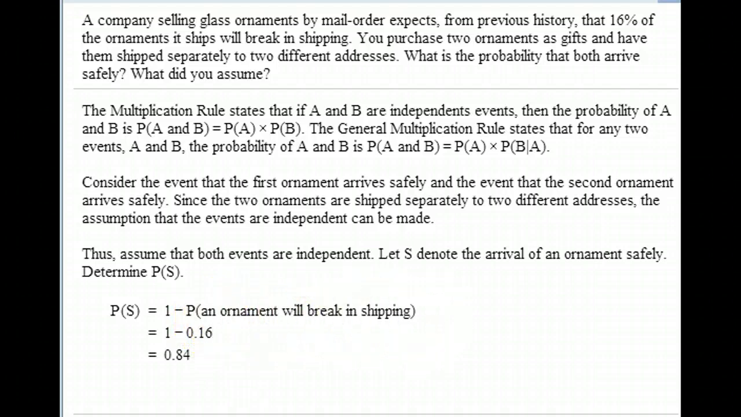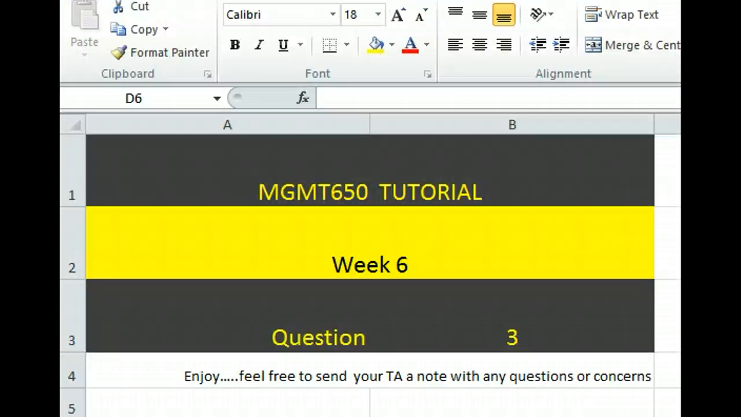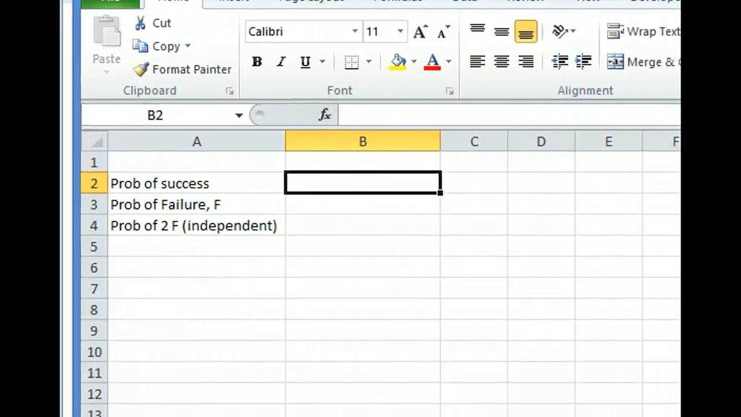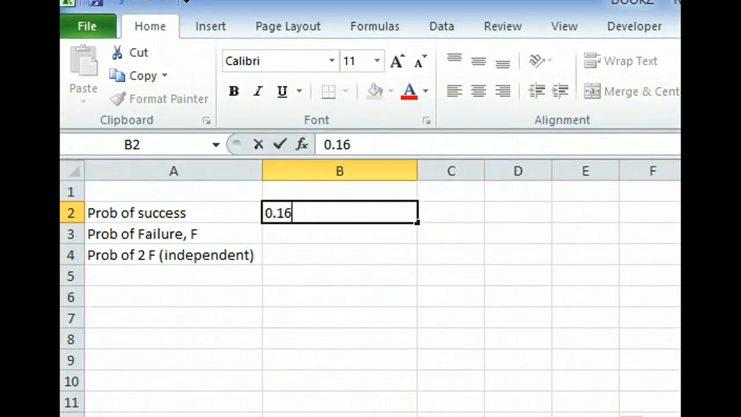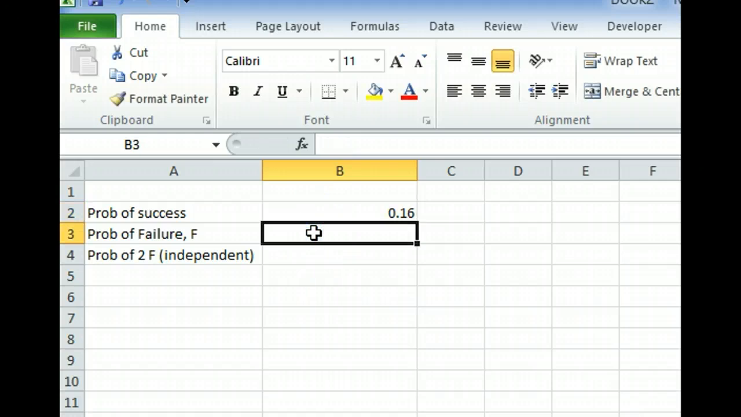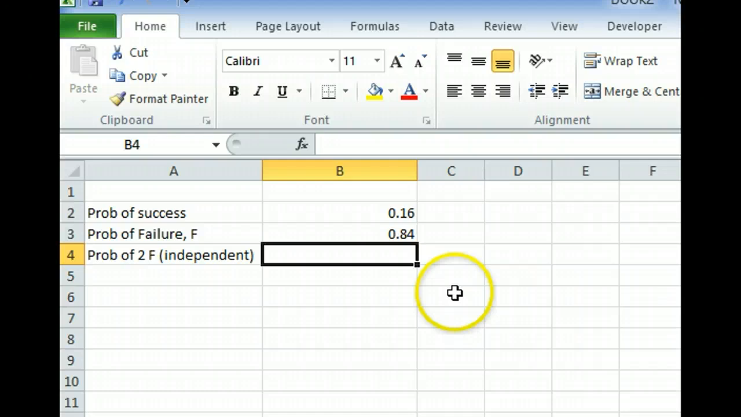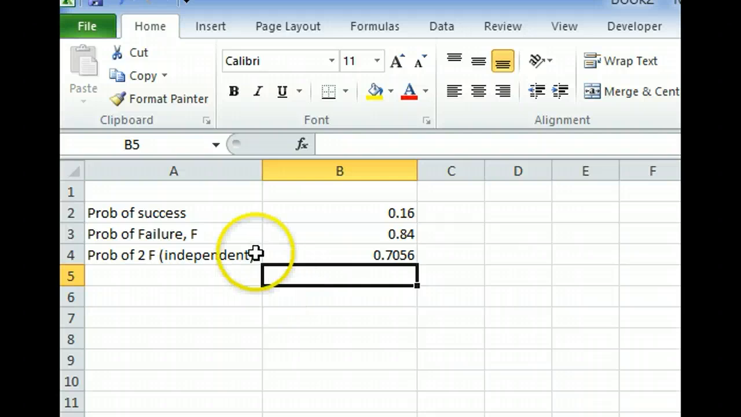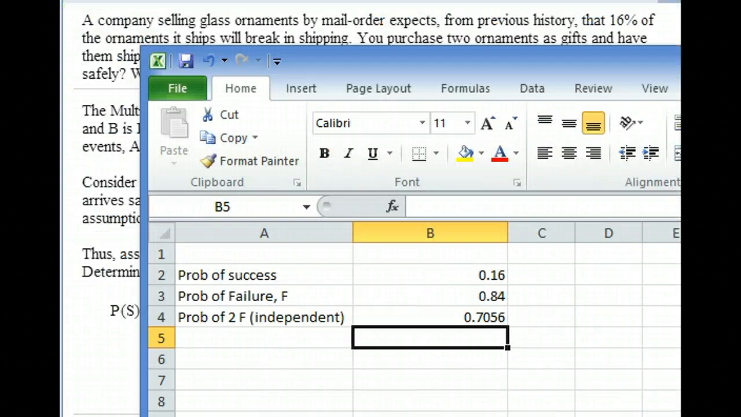So if we were to do that quickly in Excel, the probability of failure in this case was given as 0.16. Probability of success is therefore 1 minus that, and the probability of the 2 events is going to be the product, since the 2 events have the same probability.